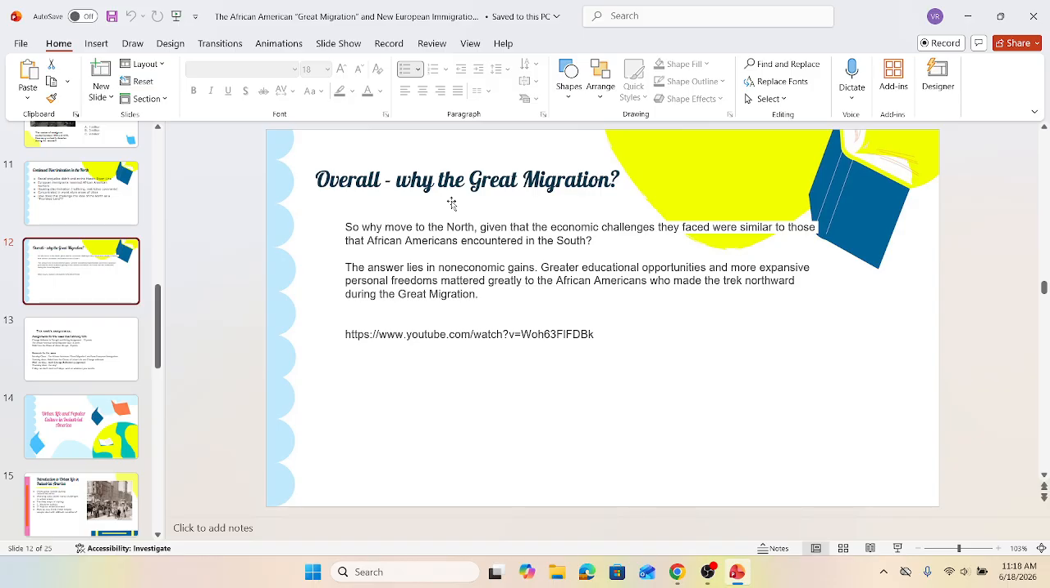So why move to the North if the economic challenges were similar to the ones they faced in the South? Well, the answer lies in non-economic gains. Even though economically they might not have been able to have more success than they would have in the South, there were still greater educational opportunities and more personal freedoms than they would have experienced in the South, along with a lesser risk of violence. And so this was often enough for many African Americans who made the trek northward during the Great Migration.